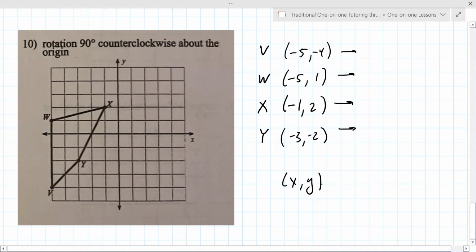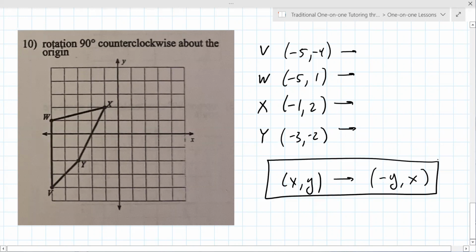So again, for the counterclockwise formula, there's a different one for clockwise, but for the counterclockwise formula, it's -y, x, and this is the one you want to remember. Okay. So will you come up with the new ordered pairs for us, please? Hold on, I'm not done writing this. Yeah, take your time. This is the self-discovery phase of the lesson to see if you can do it on your own.